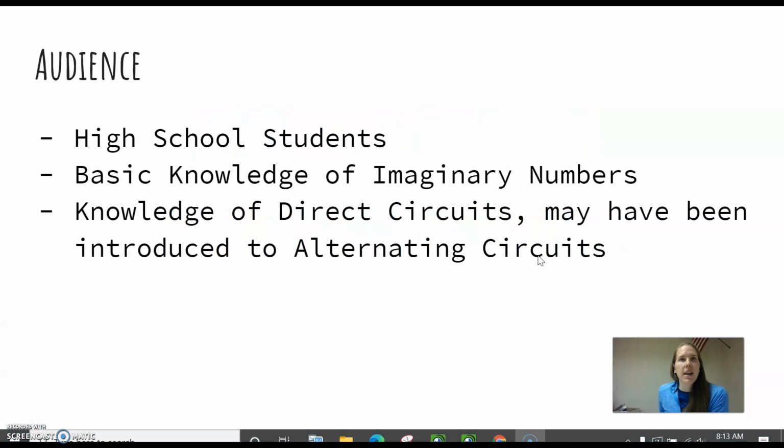The audience that I geared the information for in this presentation is my high school students. They have some basic knowledge of imaginary numbers, and some of them, depending on which class I might be gearing this presentation towards, do have some knowledge of direct circuits. They may have been introduced to alternating circuits but may not have dived any deeper into it.